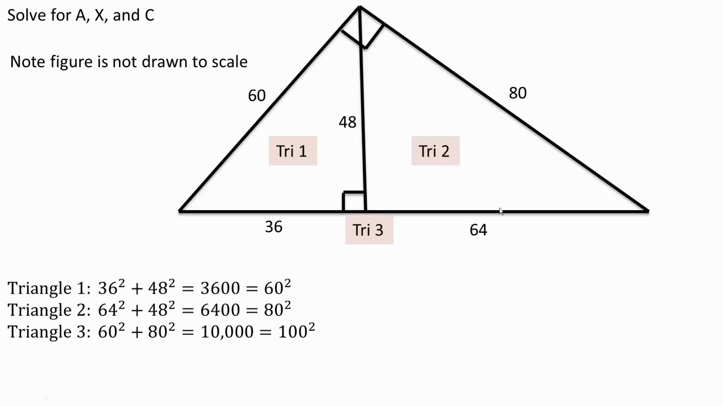And so this is our labeled triangle. We can obviously check using the Pythagorean theorem. 36 squared plus 48 squared is equal to 60 squared. 64 squared plus 48 squared is equal to 80 squared. And for triangle 3, we have 60 squared plus 80 squared is equal to 100 squared. And that's pretty much it regarding proportions for similar right triangles.